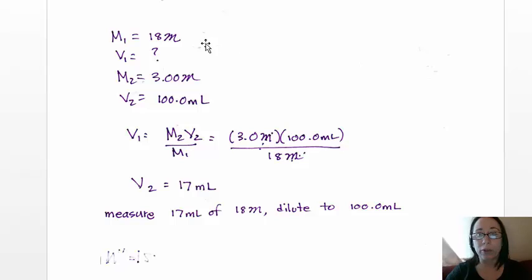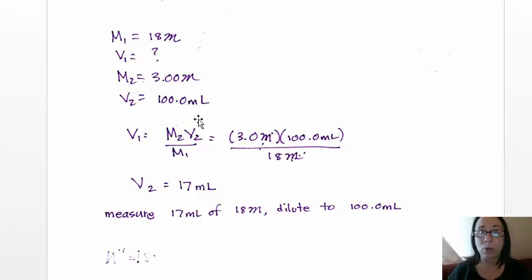So I don't know about you, but for me, this first step is the most time consuming, taking the time to figure out what is what. So the stock solution, or the concentrated solution that we're starting with, has a molarity of 18 molar. We're solving for what volume we use. We want to end up with a dilute solution whose molarity is 3 molar. Notice that's less than what we started with, and a volume of 100 milliliters. So this volume is definitely going to be less than 100 milliliters.